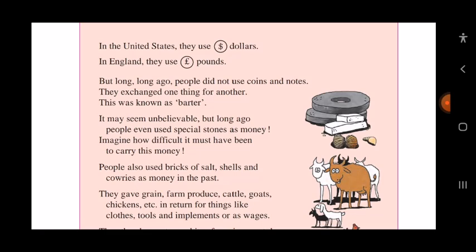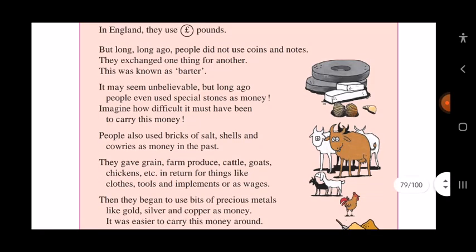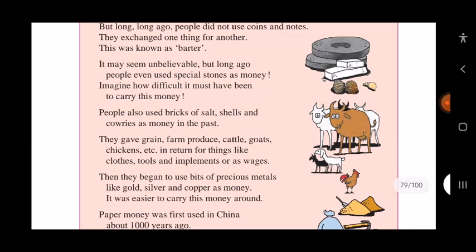If they wanted food grains, they used to give something else to the farmer and get food grains in return. So that was called a barter system. You need to give something to that person, and then in return that person will give you something. It may seem unbelievable, but long ago people even used stone as money.